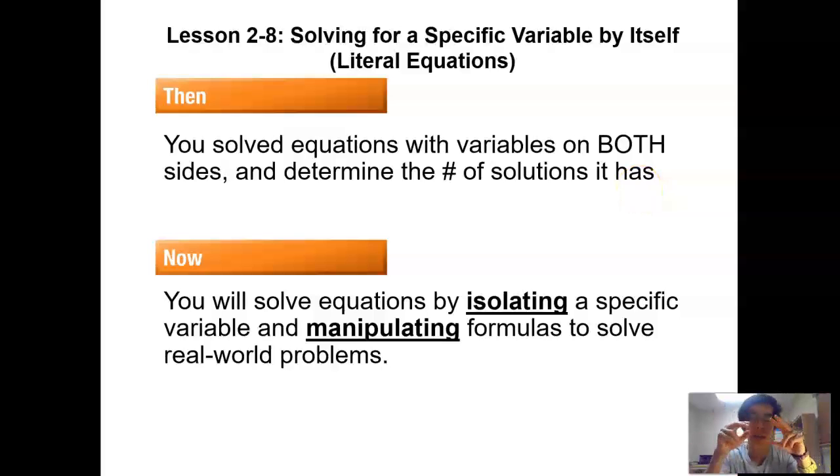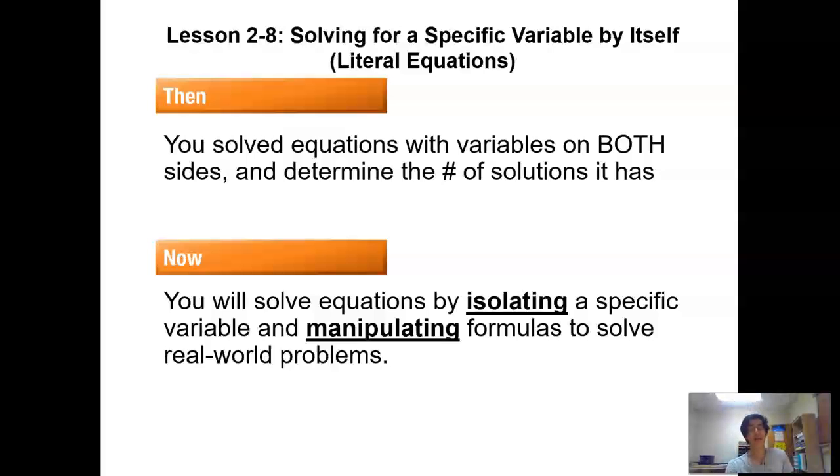Transition time, we're going to actually fast forward to lesson 2-8, because 2-5 we're going to go over in our next chapter, with absolute value and inequalities, because I think it fits in that section more. And 2-6 and 7 are going to be our next lesson, okay?